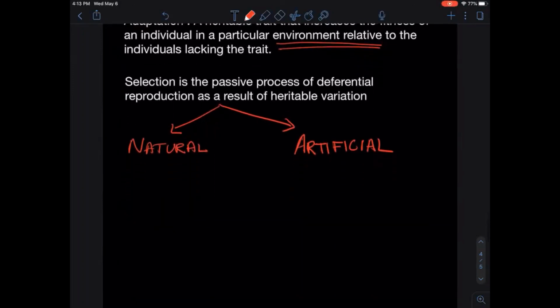However, it is important to note that natural selection is not the only mechanism by which evolution happens. There are several other mechanisms, and we will take a look at these in the future video.